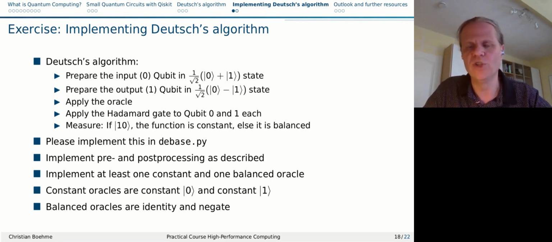In order to do it, you need to prepare the 0 qubit in the 0 plus 1 state with the Hadamard gate. You need to prepare the output qubit in the 0 minus 1 state. You also know how that can be done. Then you need to apply an oracle, which you have to program, but I have provided a skeleton for this, which I will show briefly. And after the oracle, you apply the Hadamard gate to qubit 0 and 1 and measure. And if you measure 0, 1, the function is constant. And if you measure 1, 1, it is balanced.